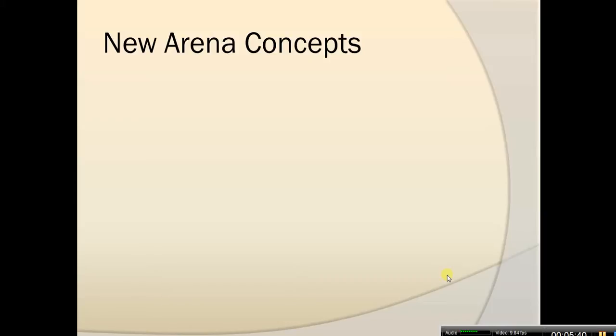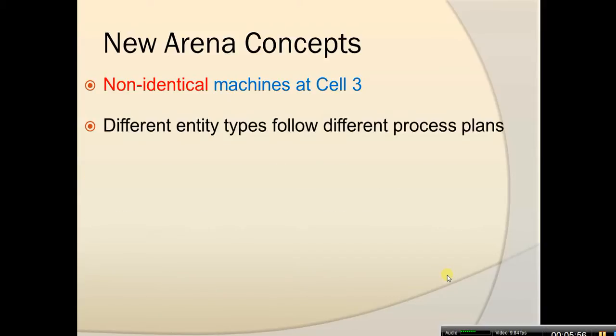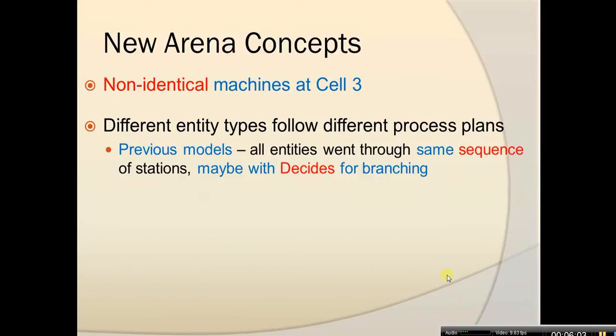To be able to model this small manufacturing system, we will use some new Arena concepts that will be very helpful. First of all, we need to be able to model non-identical machines at cell 3. We also need different entity types that follow different process plans.